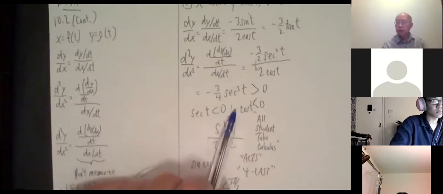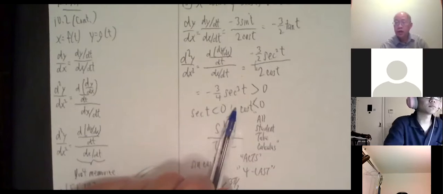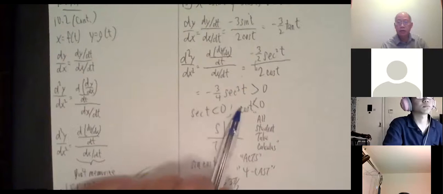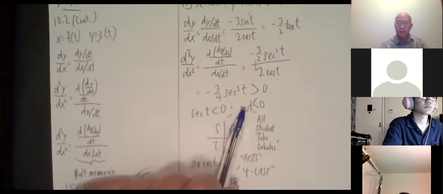Okay? If a number is positive, its reciprocal is positive, right? Like 7 and 1/7. And if a number is negative, like negative 3 over 2, the reciprocal, negative 2 over 3, is still negative. So if secant is negative, cosine is also negative. Where is the cosine negative?